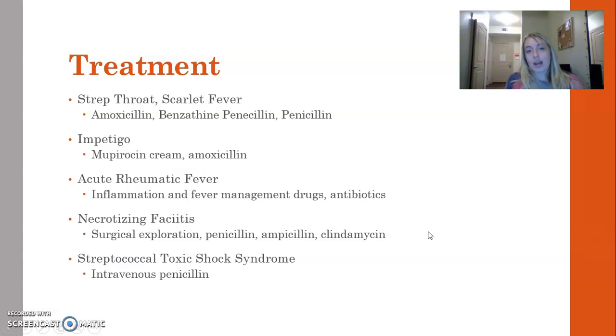For necrotizing fasciitis, usually doctors will do some sort of surgical exploration of the tissue to see how far the bacteria has gotten. If it has gotten far enough, they will have to amputate limbs. Hopefully that doesn't happen. So they're going to cut off the dead tissue. They're going to definitely do penicillin, ampicillin, clindamycin, tons of different broad-spectrum antibiotics, just to make sure it really does go away.